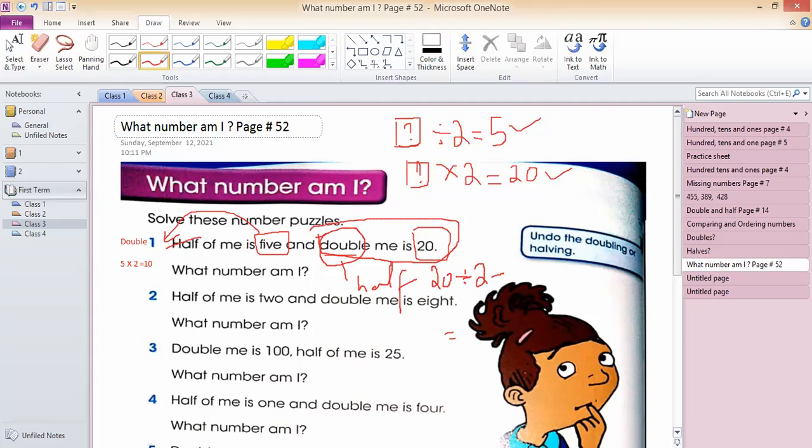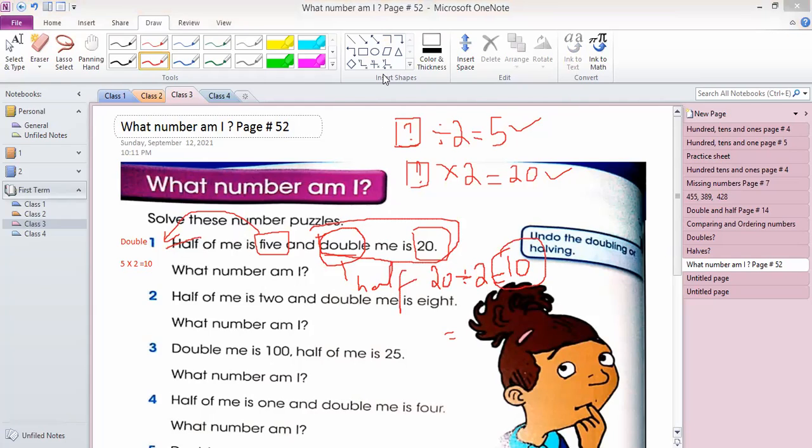20 divided by 2. So check the 2 table. 2 multiplied by what will give you 20? 2 multiplied by 10 will give you 20. In any way, either you use half of me or double of me, you will get the same answer, that is 10. Clear, guys?